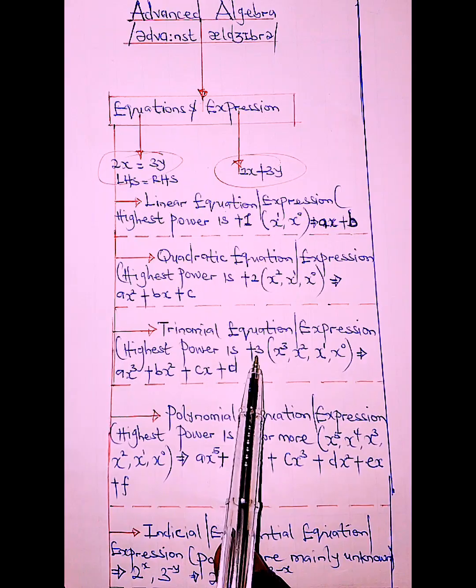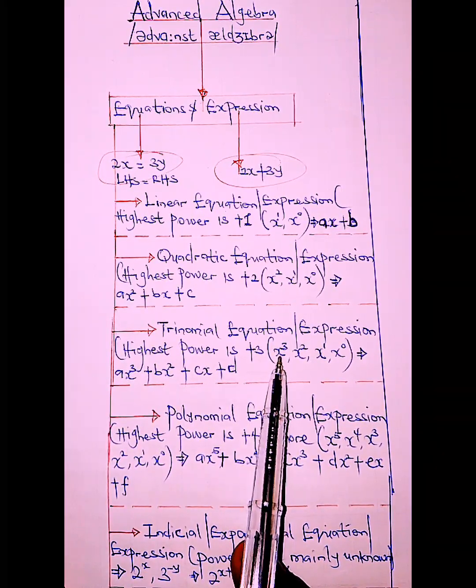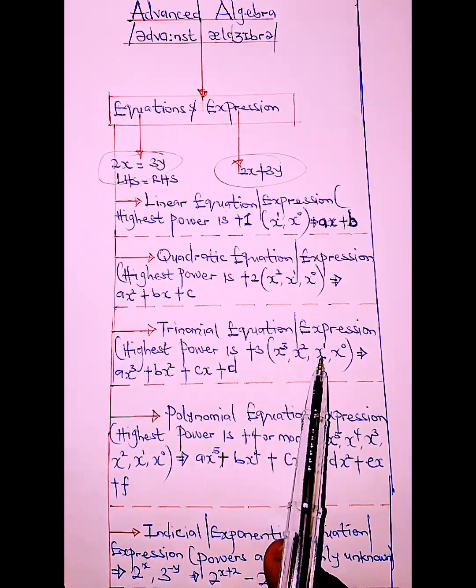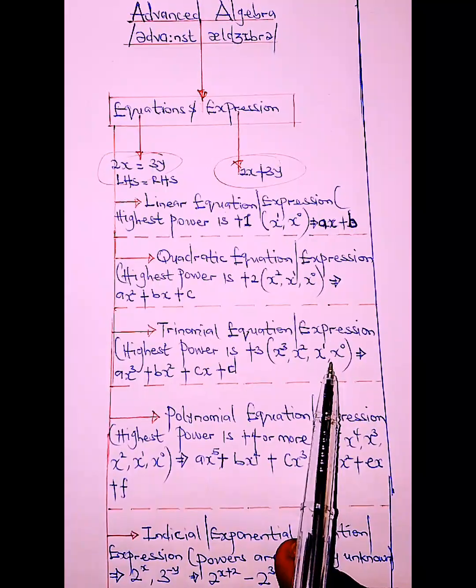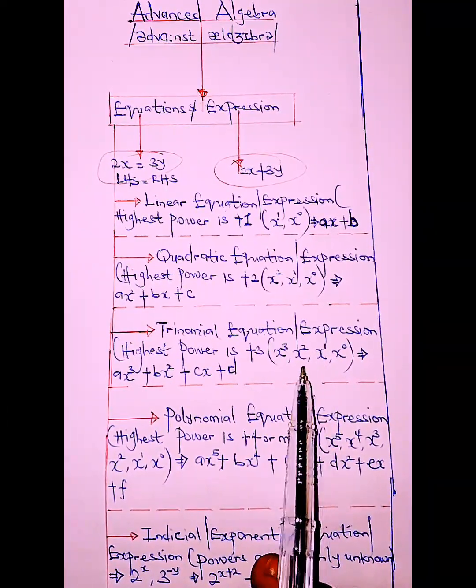So we have the highest power to be plus 3. So we have something like this: x to the power 3, x to the power 2, x to the power 1, and then we have x to the power 0. So that's what we have.